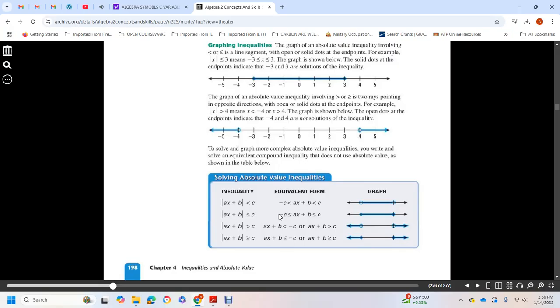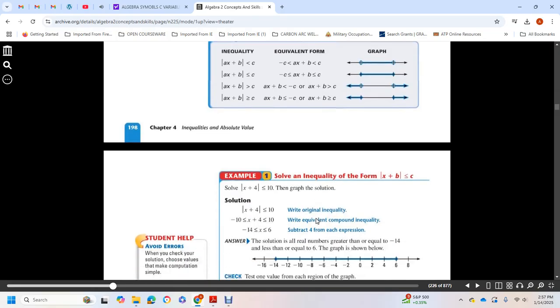The absolute value inequality, the absolute value of ax plus b is greater than c, has the equivalent form ax plus b is less than negative c, or ax plus b is greater than c. The absolute value of ax plus b is greater than or equal to c has the equivalent form ax plus b is less than or equal to negative c, or ax plus b is greater than or equal to c.